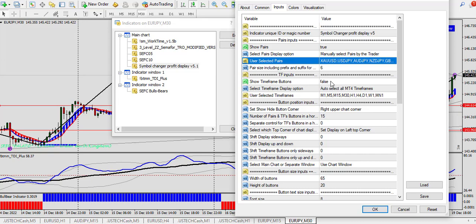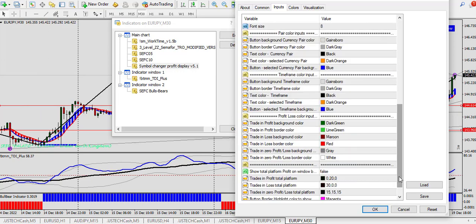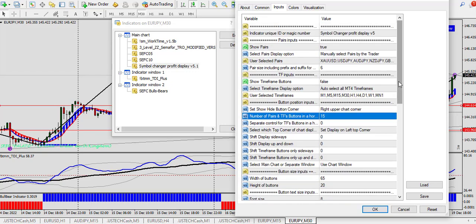And so time frame, I just turn it to false. I don't need this, and I have time frame here already. So user selected time frame, the time frame you want these pairs to show, you can put it here. Then where do you want it? Right upper chart corner. Then number of pairs, I thought use 15, so that we have everything straight here, or you can turn it to any number, either 2. Then you are going to have everything here at this side. So this is what you need to change in this particular indicator. And once you are done, just click OK.